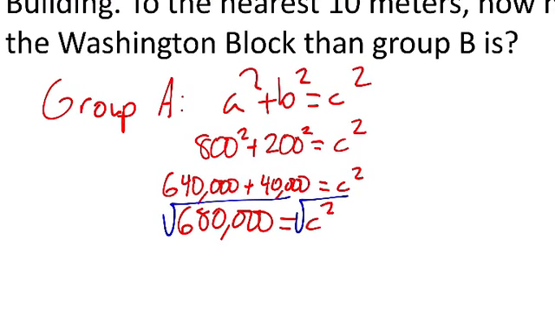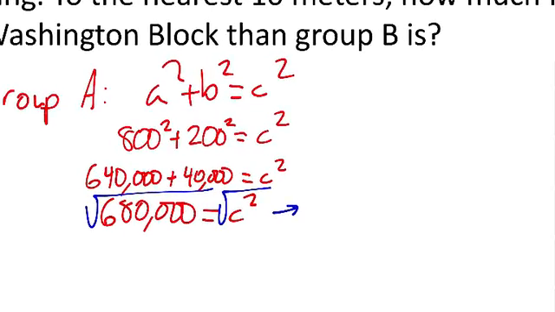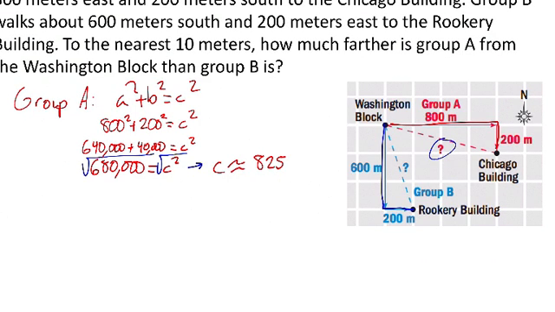Now, 680,000 is not a perfect square number, so we're going to have to round it. So when we punch in the square root of 680,000, sorry, I'm having a problem with that, we end up with c, that hypotenuse, equals about, let's just round it to the nearest whole meter, 825. So let me switch colors a second, sorry. So that means that distance that we have on our map here is about 825 meters.